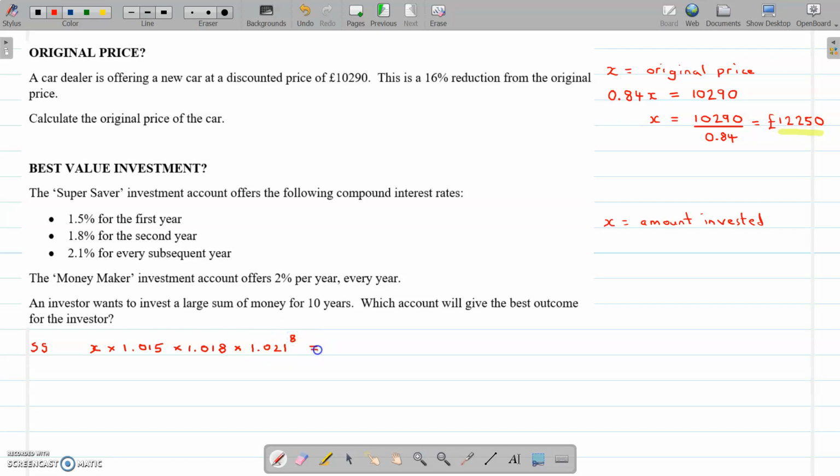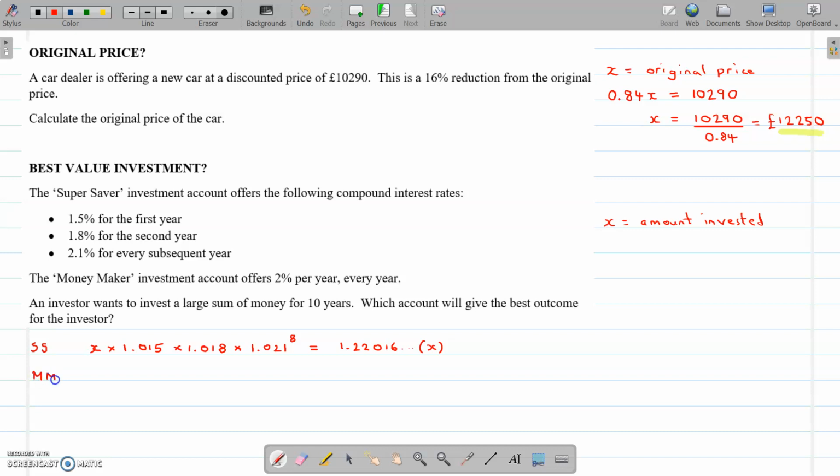Okay, and you put that on the calculator, and you get this number here. Now I'm putting it to several decimal places, so I'm getting 1.22016 times X, because that number isn't terminating. I'm just giving it 5 decimal places. Now I'm going to do the same sort of thing for the Money Maker.